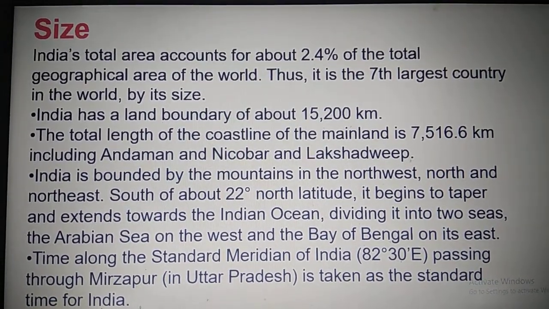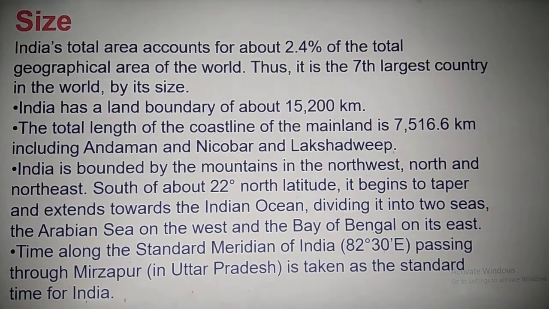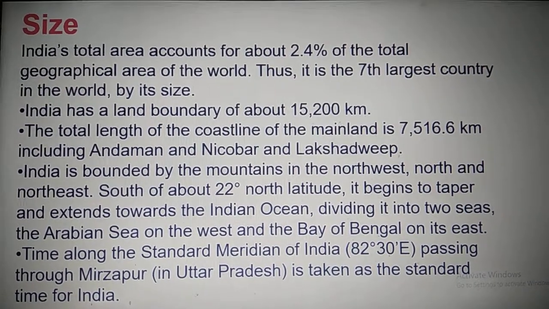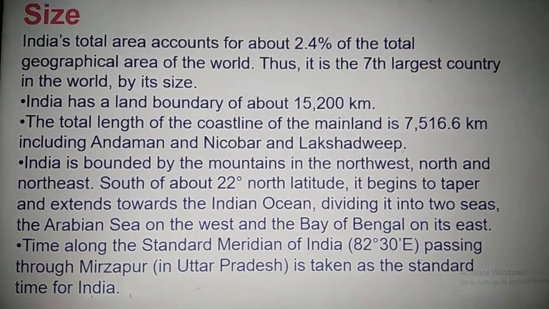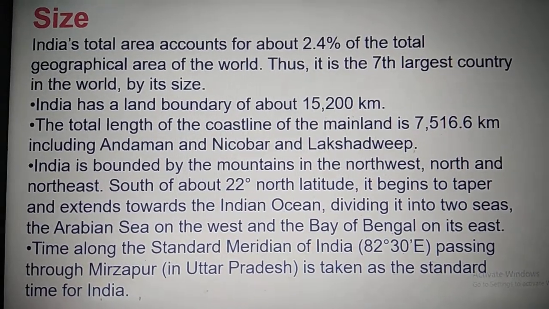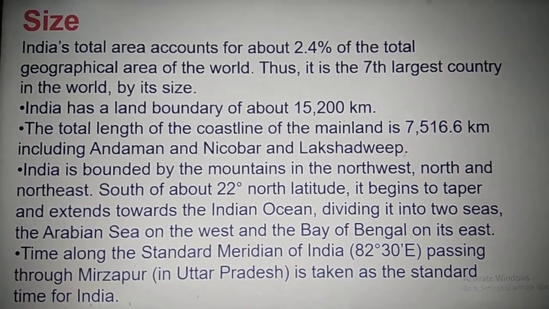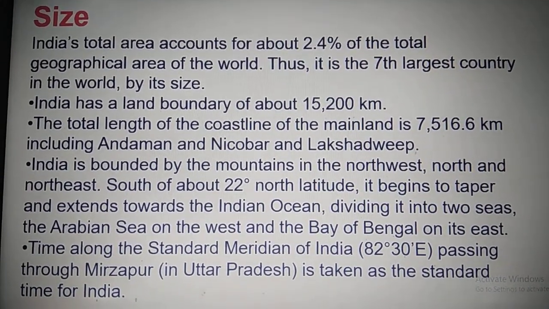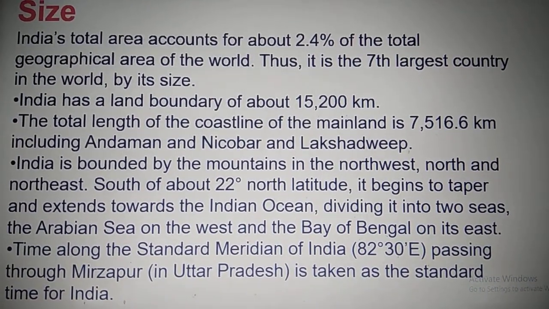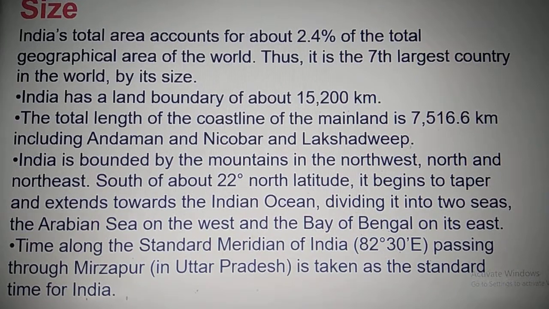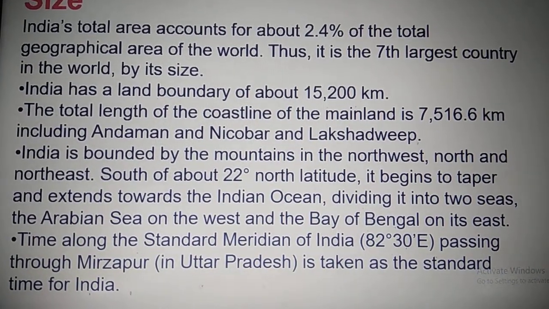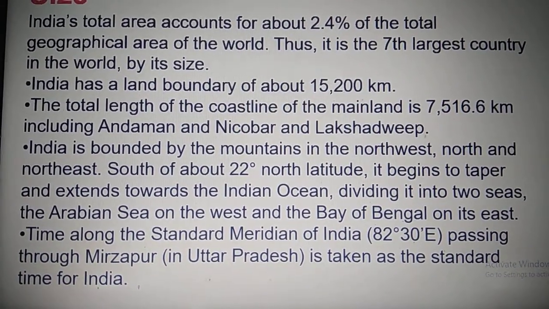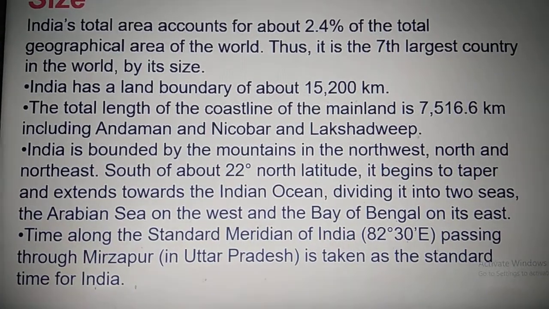And as you know, India is bounded by mountains in the northwest, north and northeast. As we move southwards from the Tropic of Cancer, 22.5 degrees north, it begins to taper, becomes narrow and extends towards the Indian Ocean. Because of this tapering, the Indian Ocean gets divided into two seas, the Arabian Sea on the west and the Bay of Bengal on the east. And then we have chosen our meridian 82.5 degrees as the standard meridian of India, which passes through Mirzapur in Uttar Pradesh, and this gives us the standard time of India. It is called IST, Indian Standard Time.